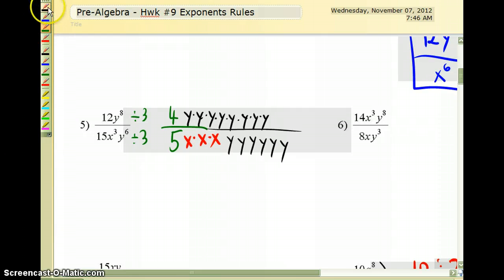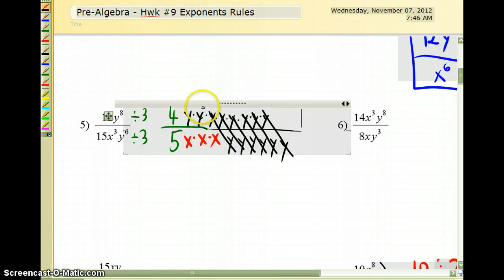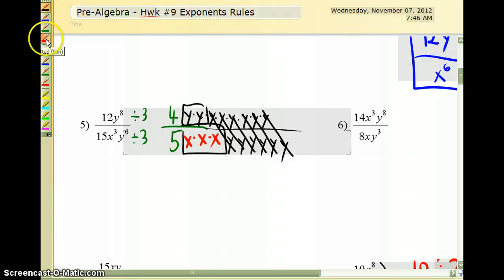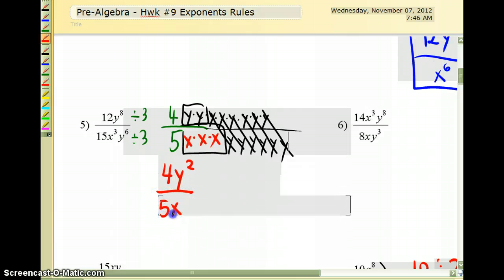It doesn't seem like there's any x's that they share, but I do see y's. So I'm going to cross one of those out, another one, another one, another one, another one, and another one. And I have 2 y's left over, and I have 3 leftover x's in the denominator. So I'm going to write my final answer, which is 4y to the 2nd power over 5x to the 3rd power.